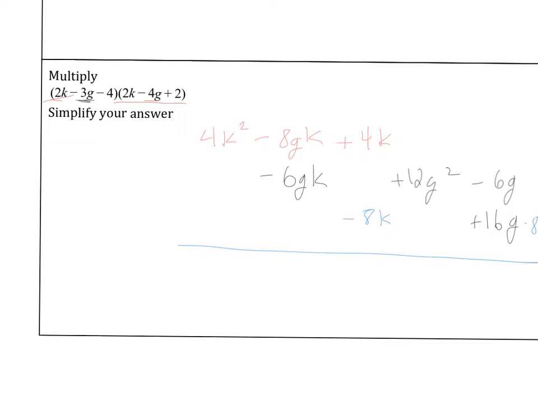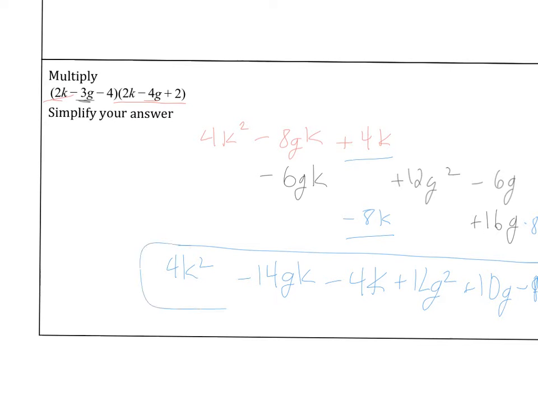So the 4k squared had no friends. The negative 8 and negative 6gk combined to make a negative 14gk. The positive 4k and negative 8k combined to make a negative 4k. The 12g squared had no friends. The g's combined to make a positive 10g, and then the negative 8 also had no friends. That's a negative 8 over there. You just can't see it.